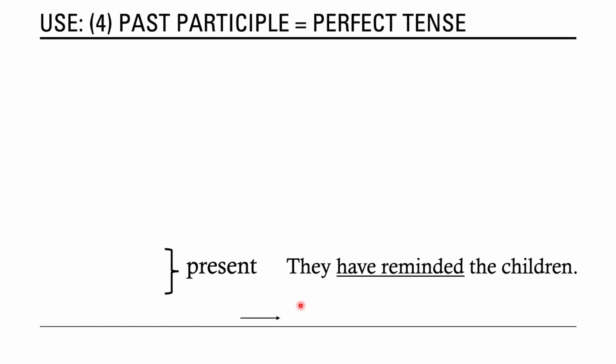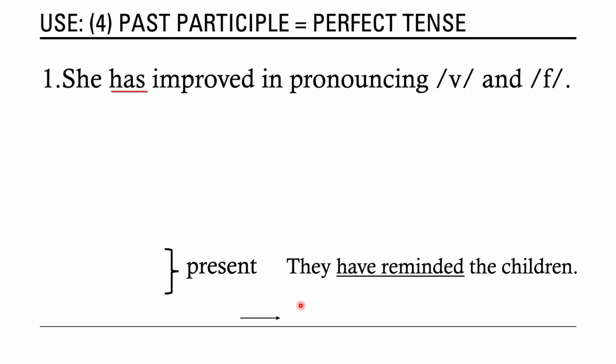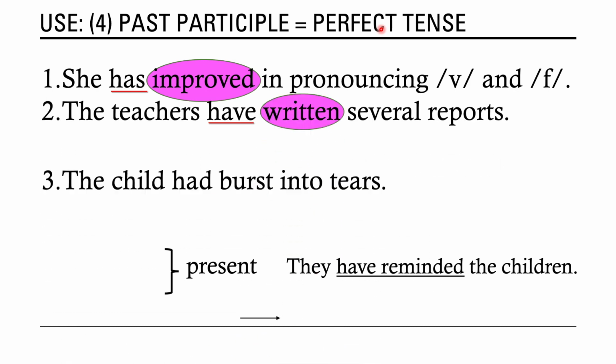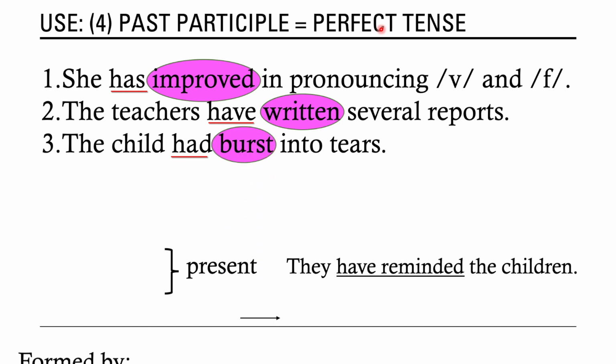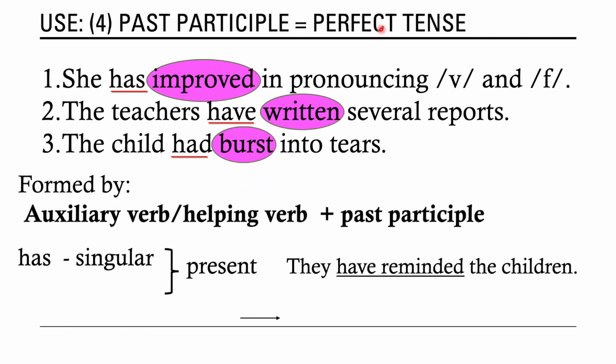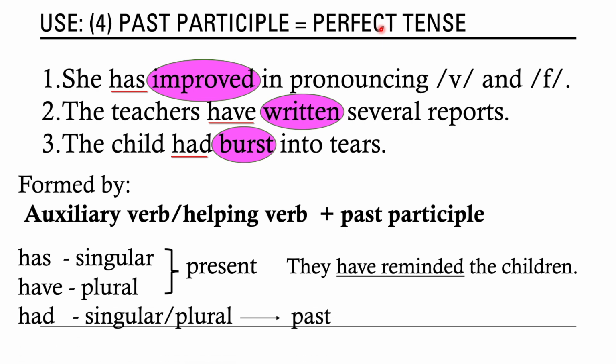Okay, for the uses of the past participle, we have here, of course, the perfect tense. So let's take a look at how it's formed. Past participle, perfect tense. Of course, if it is perfect tense, we have to have has, have, had. These are auxiliary or helping verbs. If it is singular, present, we use has. If it is plural, we have. If it is in the past, either singular or plural, we have to use had.